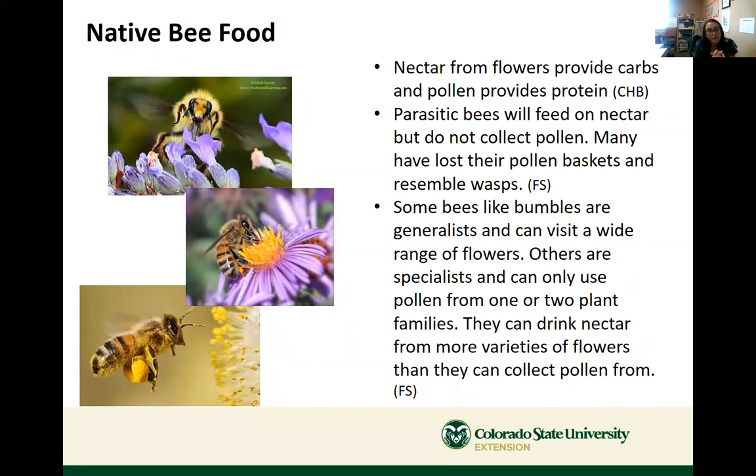Now, some bees, like bumblebees, are generalists. They can visit a wide variety of flowers. But other bees are specialists. They can only use pollen from maybe one or two different plant families. Usually they can drink nectar from more varieties of flowers than they can collect pollen from. Nectar is a little bit more general, but a lot of bees can only use pollen from certain plant families.